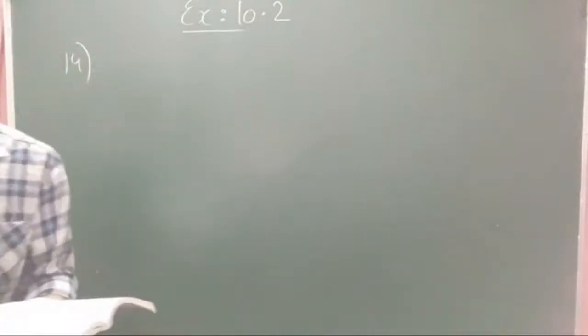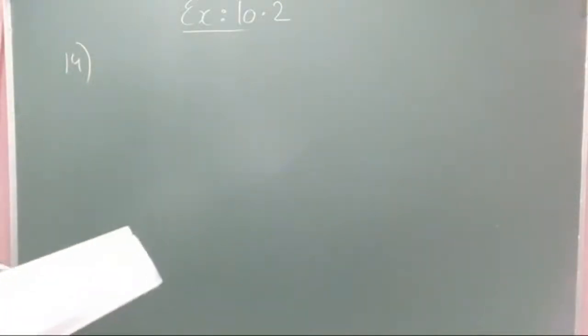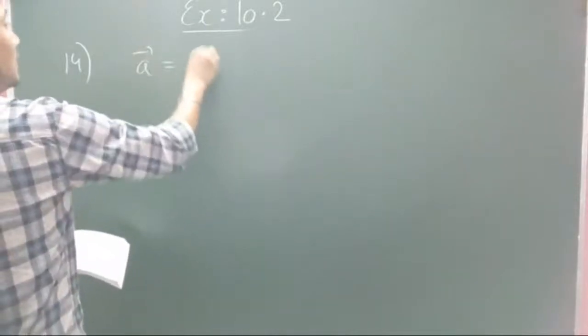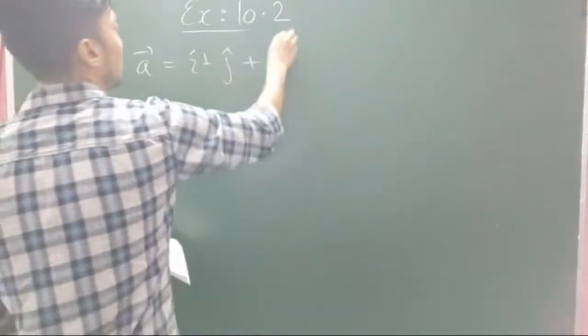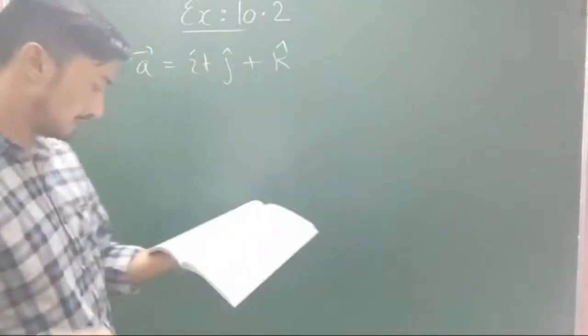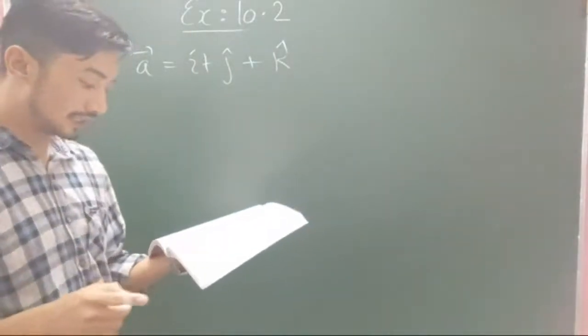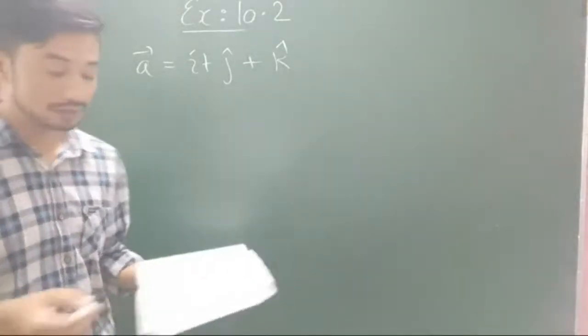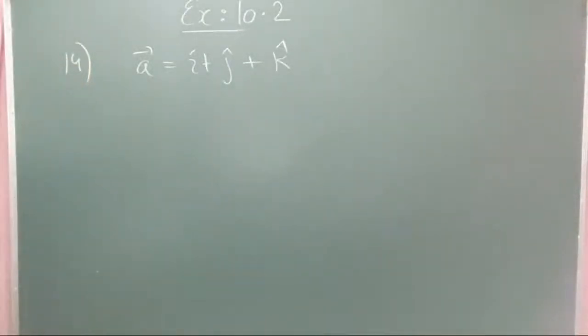Show that the vector A, that is i plus j plus k, is equally inclined to the axes OX, OY and OZ. So you're supposed to prove that it is equally inclined to the respective axes.